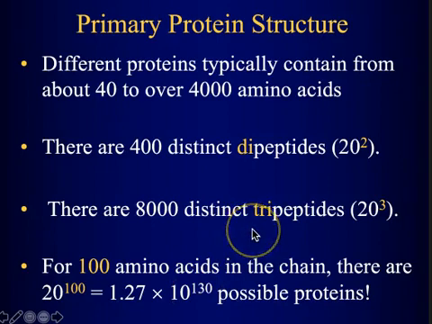So there are a lot of different possibilities for proteins just because the order matters. Even going 1 to 2 is different than 2 to 1. I can't say a valine then a glycine is the same as a glycine then a valine. Those are 2 different peptides, because we have a C-terminus and an N-terminus. So the order matters, which is why we can have so many different possibilities for this primary structure.